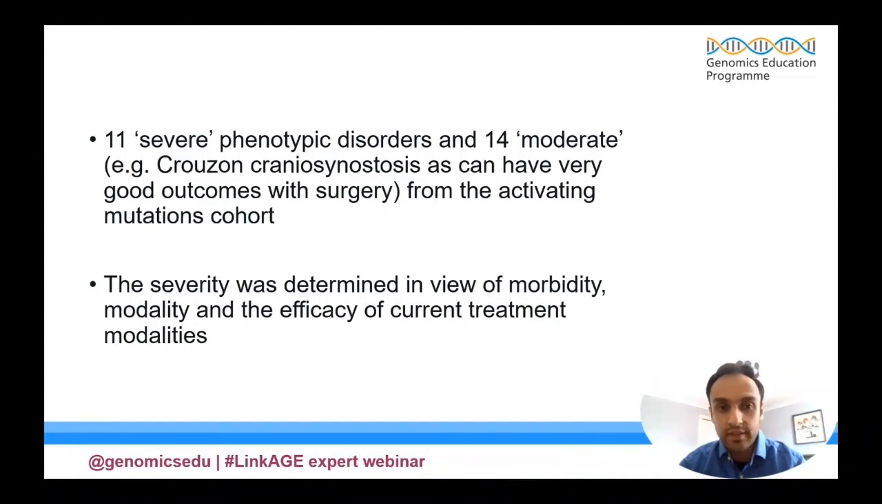Now, we found 11 severe phenotypic disorders and 14 moderate ones from activating mutations. And to a degree, we also took into account current treatments that are available for moderate disorders. As one may say that craniosynostosis is actually very severe, but with surgery, its morbidity is drastically reduced. And as such, we classified it as moderate. And I've talked about the other ways we looked at severity.